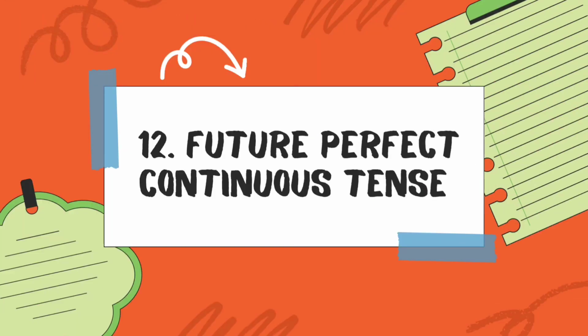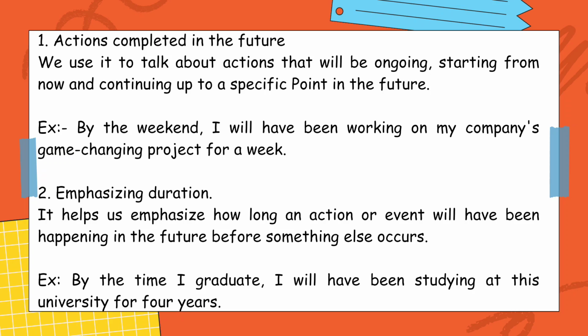Future perfect continuous tense. Actions completed in the future. We use it to talk about actions that will be ongoing, starting from now and continuing up to a specific point in the future. Example, by the weekend, I will have been working on my company's game-changing project for a week. Emphasizing duration. It helps us emphasize how long an action or event will have been happening in the future before something else occurs. Example, by the time I graduate, I will have been studying at this university for 4 years.